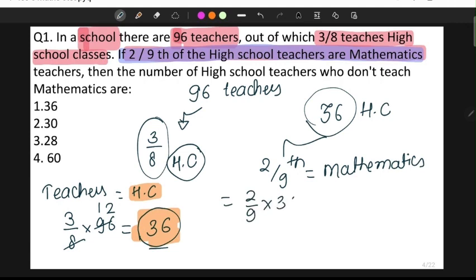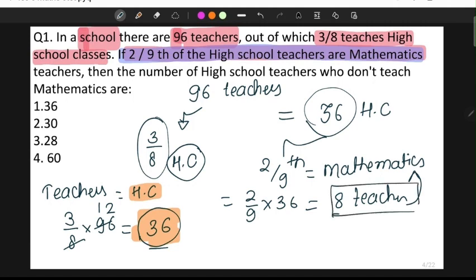2/9 of 36. There are a total of 36 teachers who are teaching the higher classes, and out of this 36, 2/9 are teaching mathematics. It means how many teachers are teaching mathematics? 2/9 into 36. So there are a total of 8 teachers who are teaching mathematics. Am I right? Yes, 9 4s are 36 and 4 2s are 8. So this gives me a total of 8 teachers who are teaching mathematics.